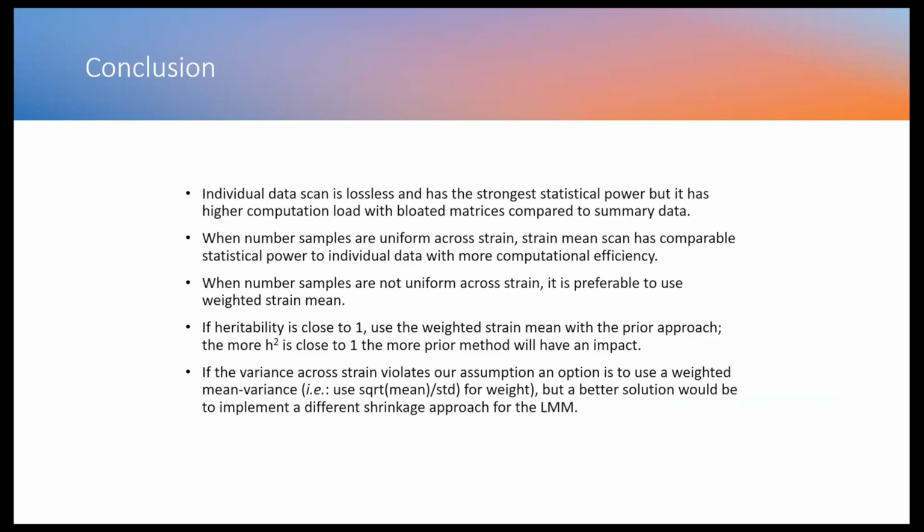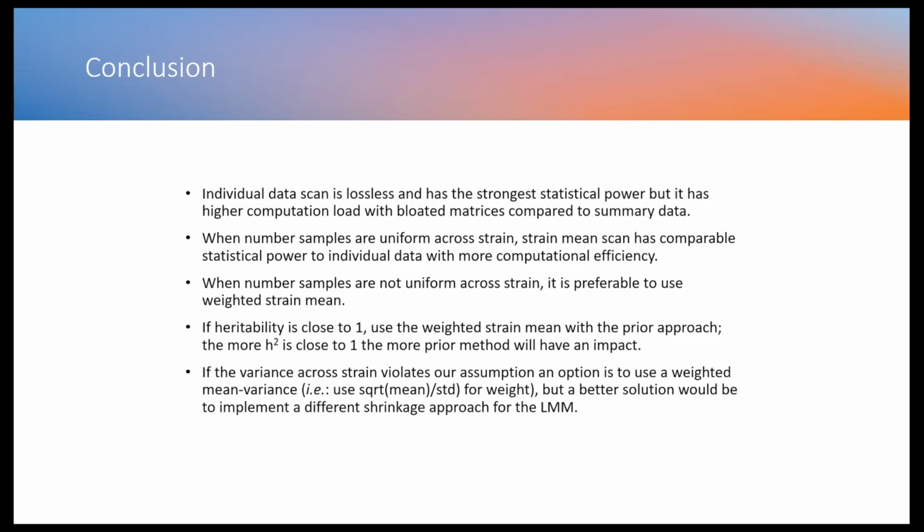So in conclusion, my recommendation is that the individual data scan is lossless, so it has the strongest statistical power. But definitely it has higher computation, and especially if you use LOCO, you can have blocked matrices compared to the summary data scan. So when the number of samples is uniform, like I just showed you previously, the strain mean scan is comparable in statistical power to the individual data scan, with more computational efficiency. So this is my recommendation.